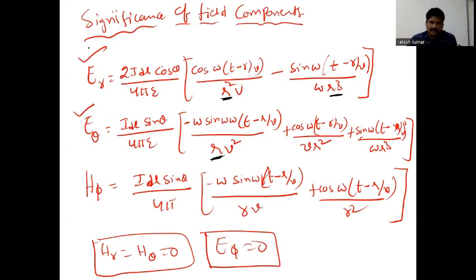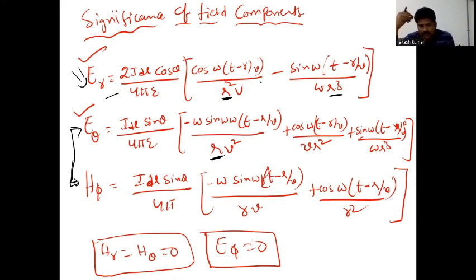If you observe the Er component, it has 1 by R square and 1 by R cube, so the 1 by R term is not there. So in Er we don't find any radiation. The most popularly used two parameters are E theta and H phi. Why am I neglecting Er? Because in Er you do not have the 1 by R term, which is related with radiation of an antenna. There will be no radiation.